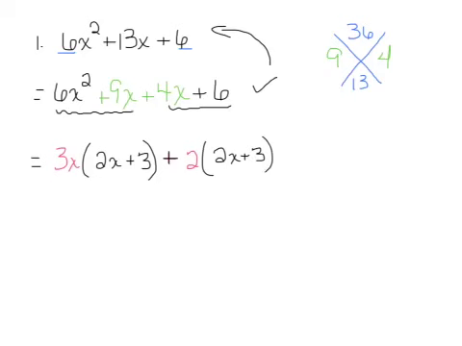And now we're back to something that we saw in class the other day. So we see that the 2x plus 3, the parenthesis, is what the two terms have in common. So if I pull out the 2x plus 3, what do I have left? I have the 3x plus 2.